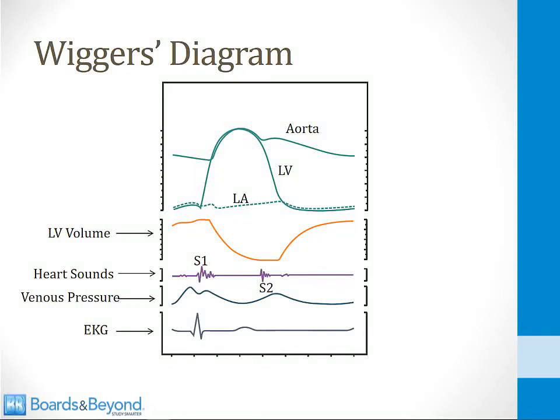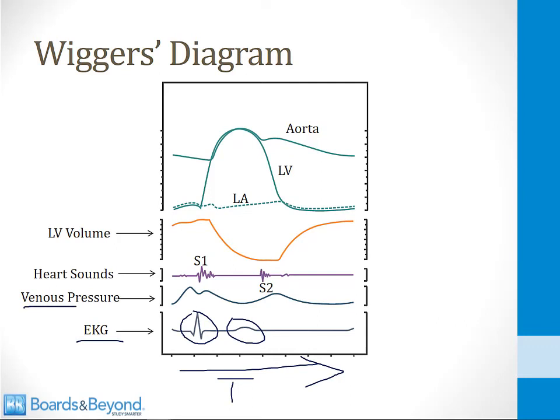On the screen is Wigger's diagram. Wigger's diagram shows one cardiac cycle and all the different events that occur within that cardiac cycle. So the x-axis is always time, and we've got one cardiac cycle shown on the screen here. And you can see that over the course of one cardiac cycle, the EKG goes through changes like the QRS complex and the T wave that you may be familiar with.